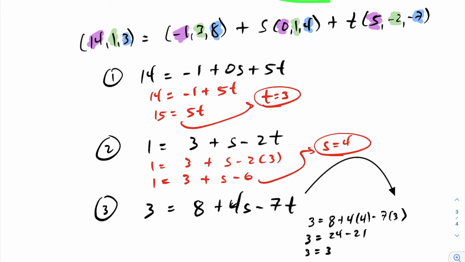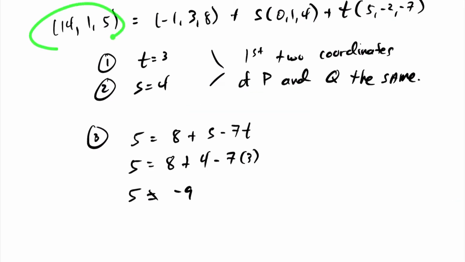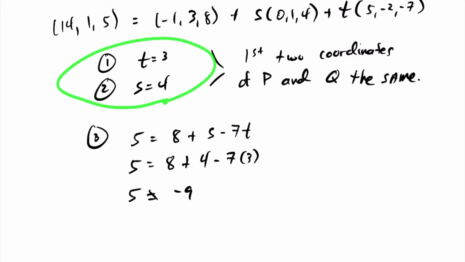Let's take a look at point Q. So checking point Q on this plane, generating the exact same equation, notice the first two coordinates of P and Q are the same, so therefore it's going to yield the exact same equation, and therefore the exact same s and t parameters that are required. Subbing this into my third equation, we get that 5 is not equal to negative 9, and therefore point Q is not on the plane.